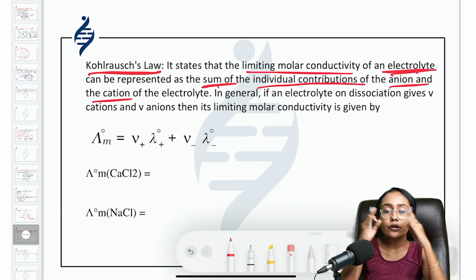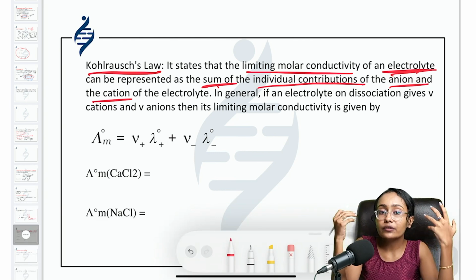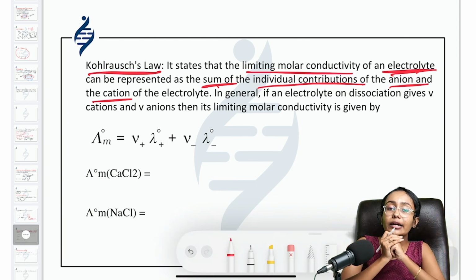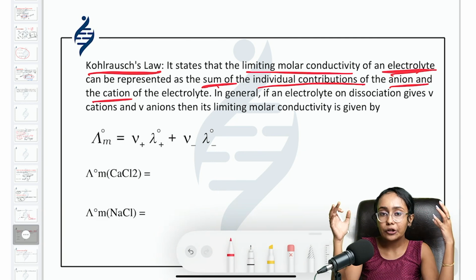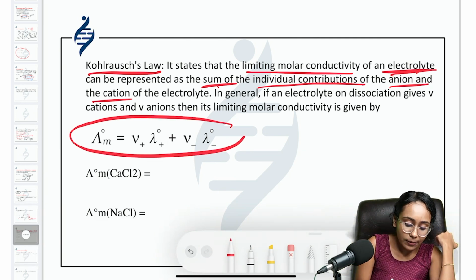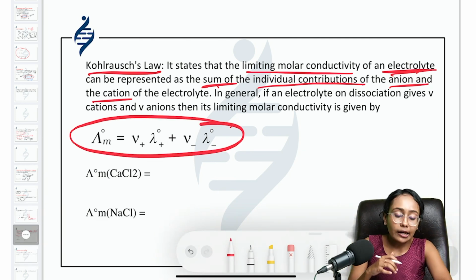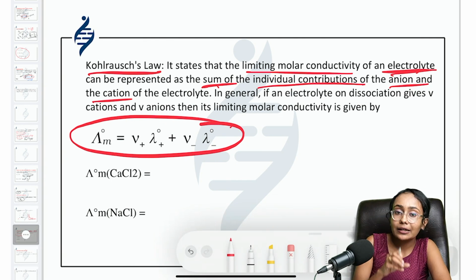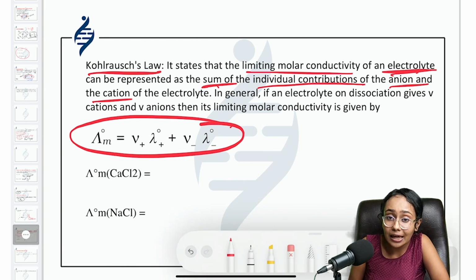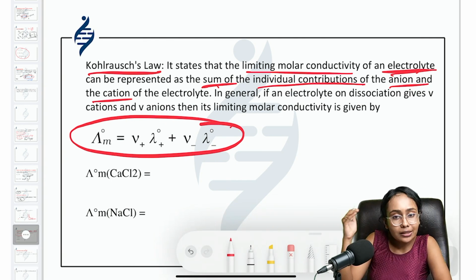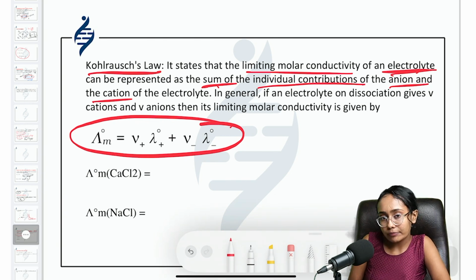So the ions have a limiting molar conductivity of their own. So the sum of limiting molar conductivity of the ions will give you the limiting molar conductivity of that electrolyte in total. So the mathematical expression of the law is given here. Lambda m naught, it is in capital lambda. The lambda used here is capital lambda, and the lambda used on the right hand side of the equation is small lambda.